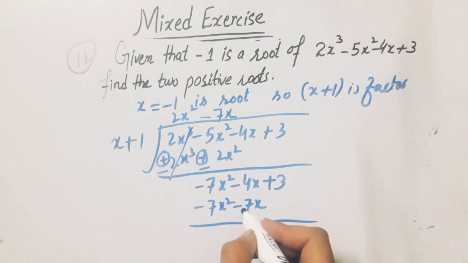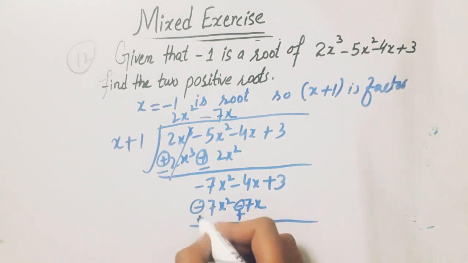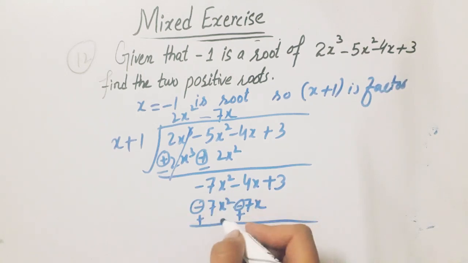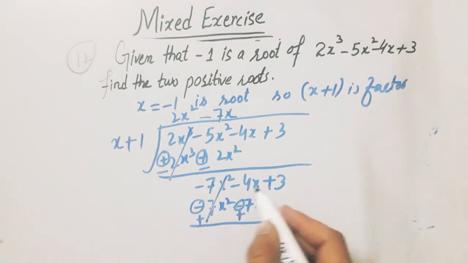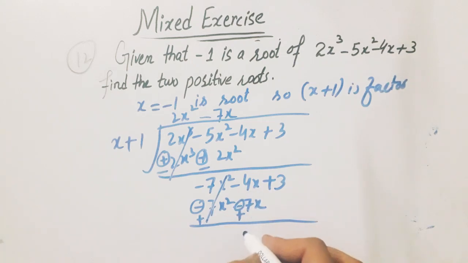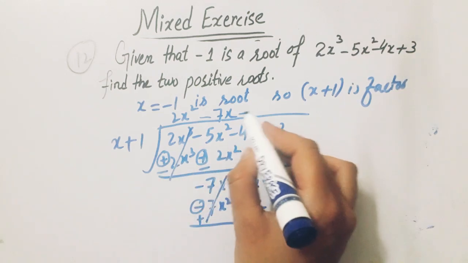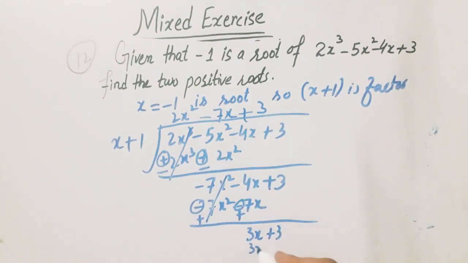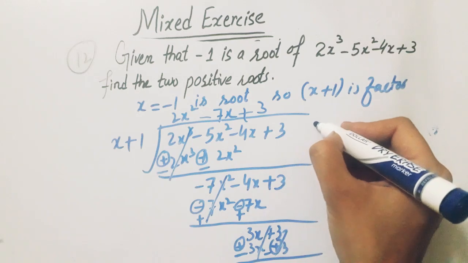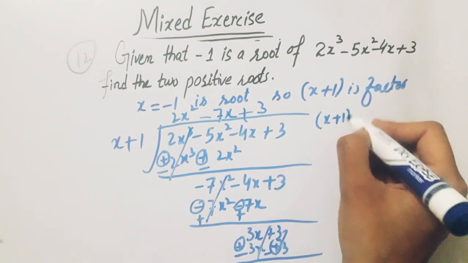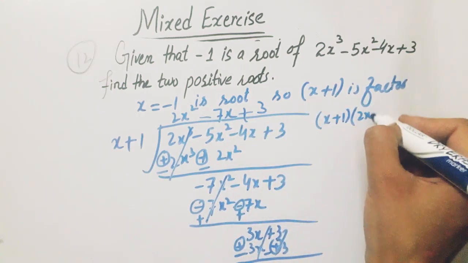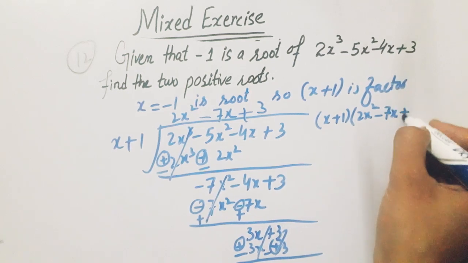Now change the old signs, you will get the new signs. 7x square minus 7x square is cancelled out. Minus 4x plus 7x is equal to 3x plus 3. Now multiply x plus 1 by 3, you will get 3x plus 3. Now change the old signs and get the new signs. All the terms are cancelled out. So the factors are x plus 1 into 2x square minus 7x plus 6.